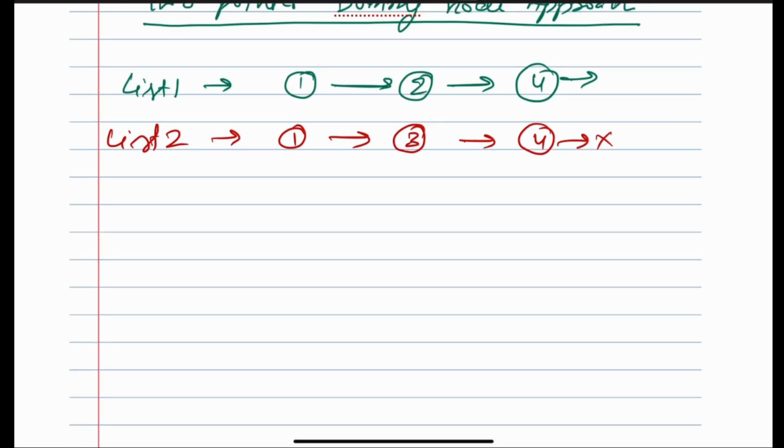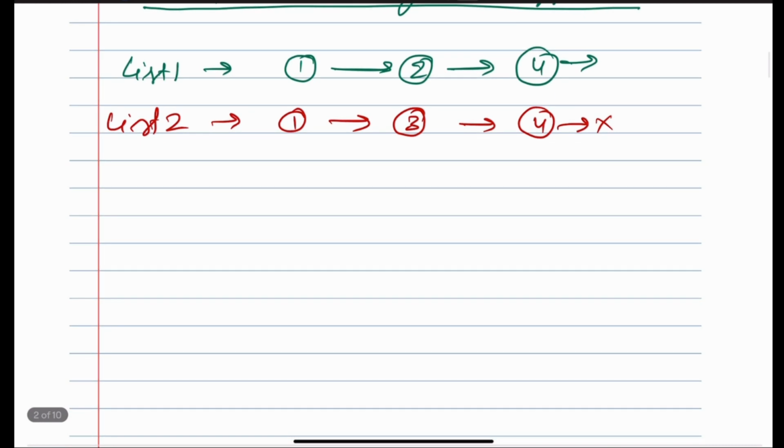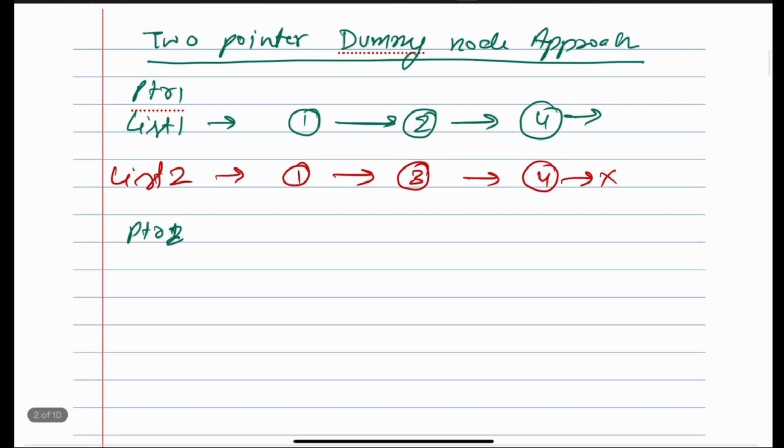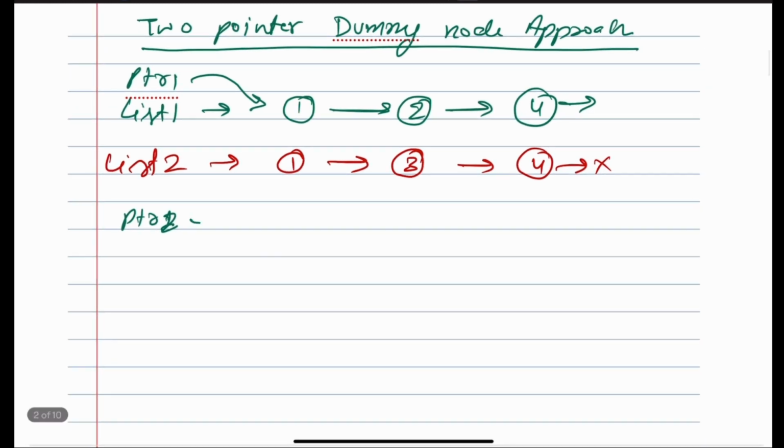So in this dummy approach, we will create two pointers. You can say, this will be my pointer 1 and this is my pointer 2. Now pointer 1 is pointing to node 1 of the linked list 1 and pointer 2 will be pointing to node 2 of the linked list 2.